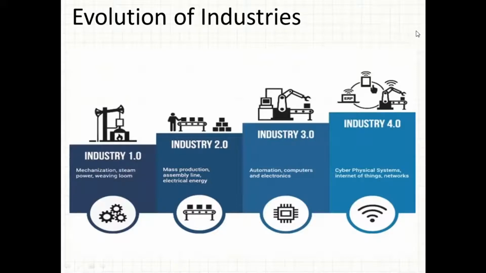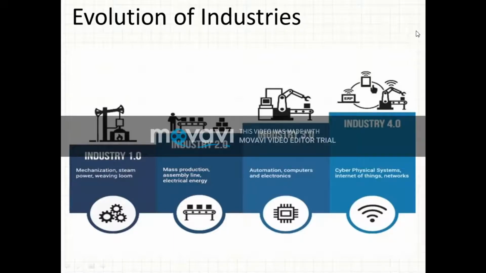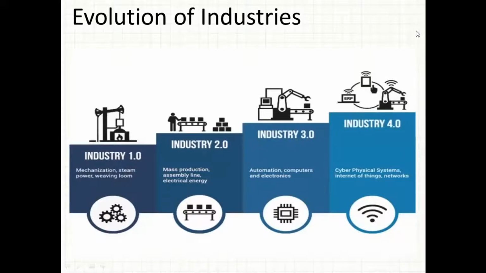In 1.0, everything was mechanization. There was no electrical energy, nothing. Only the steam power plant. They used steam power, and the first weaving loom, that is the textile industry, was introduced during this period. Mostly they used animals also for making the job done. So this was Industry 1.0. It was totally mechanical.